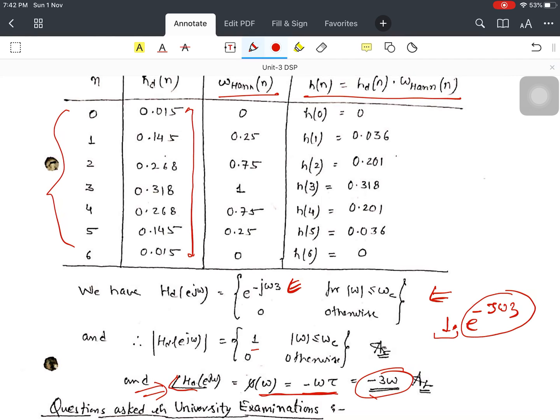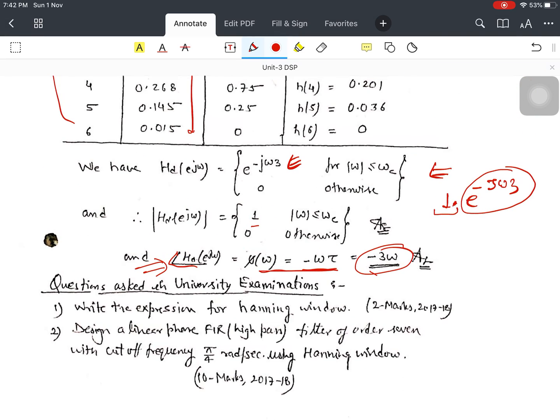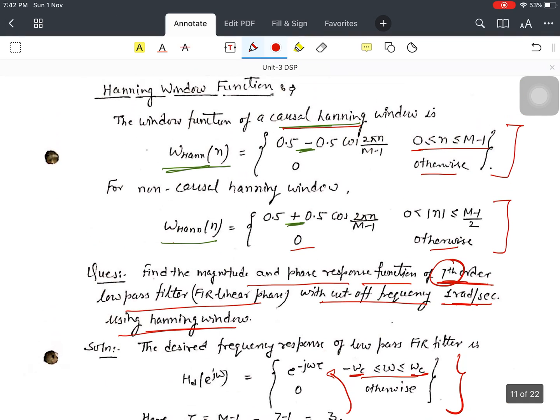So, that is the numerical problem based on the Hanning window. You only have to remember this function for causal and non-causal, and the rest of the procedure is the same as for the rectangular window function. So, thank you students.